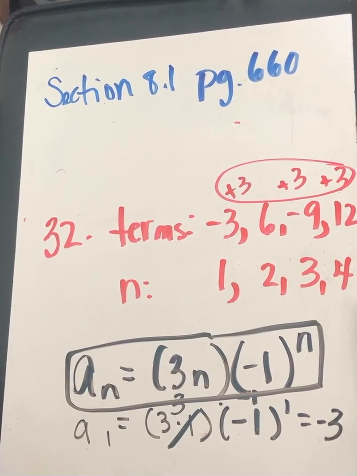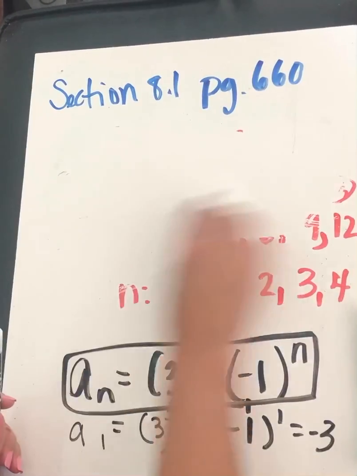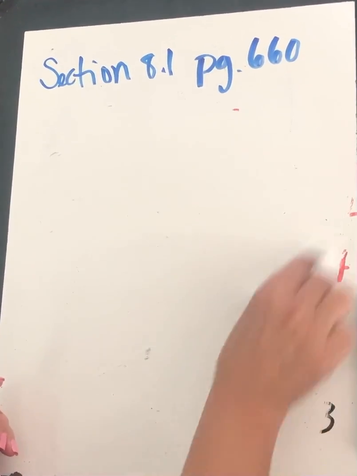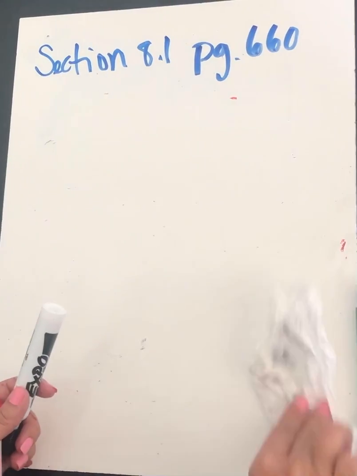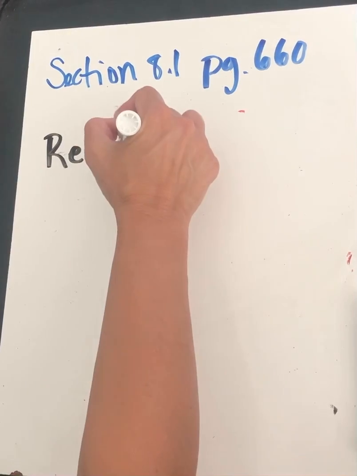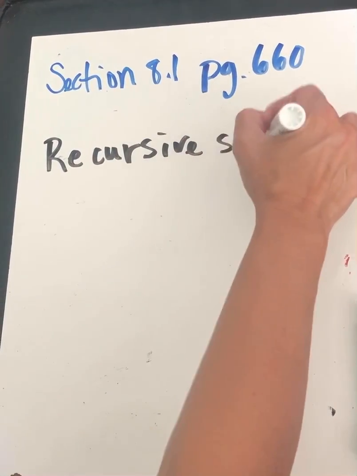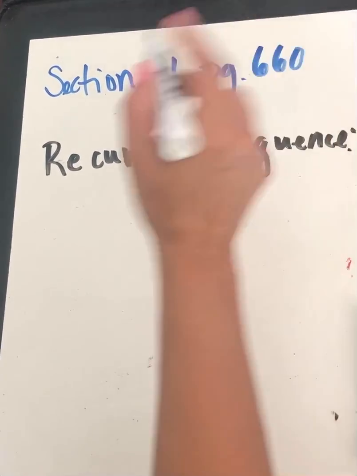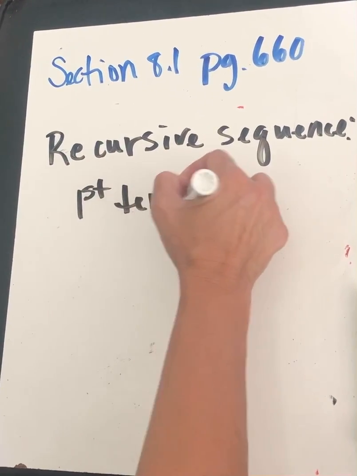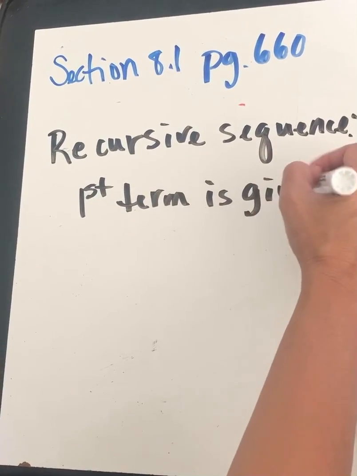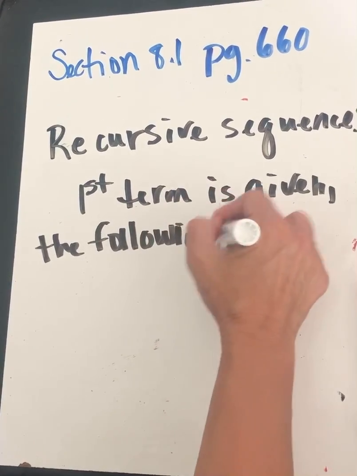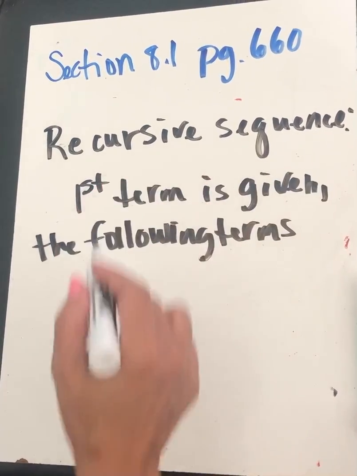Okay, now let's go ahead and look at some other sequences, which are going to be recursive sequences. So if you have a recursive sequence, the first term must be given, and the following terms depend on that first term.